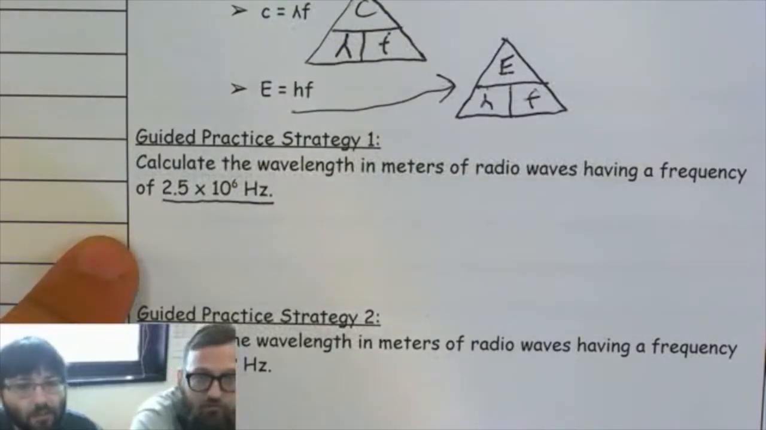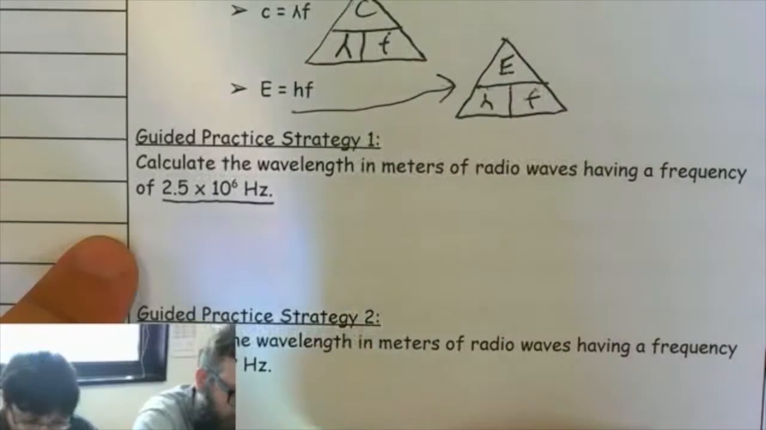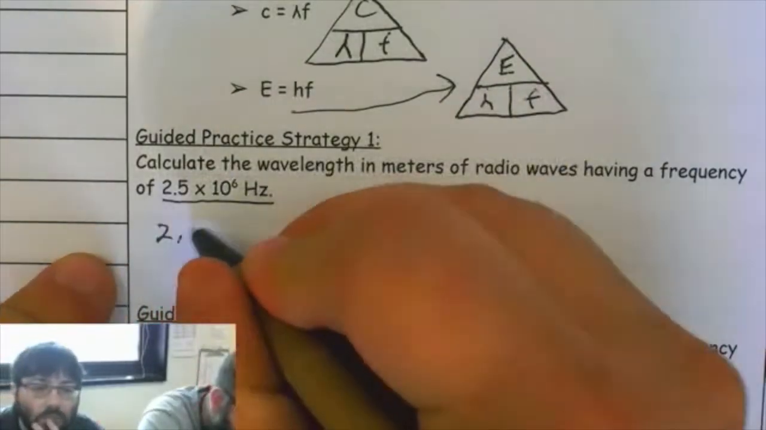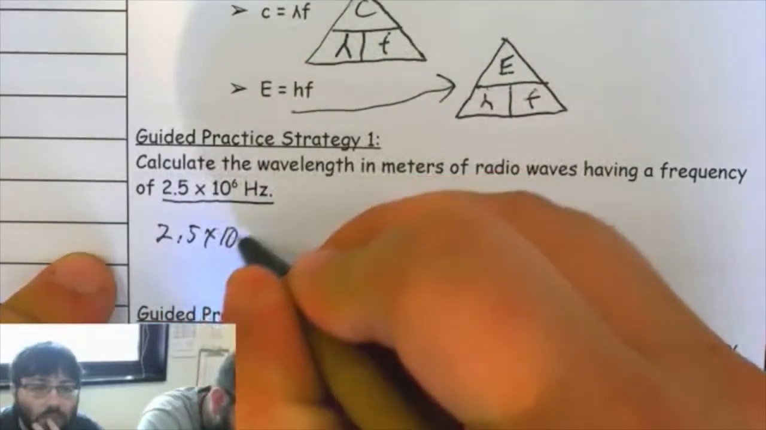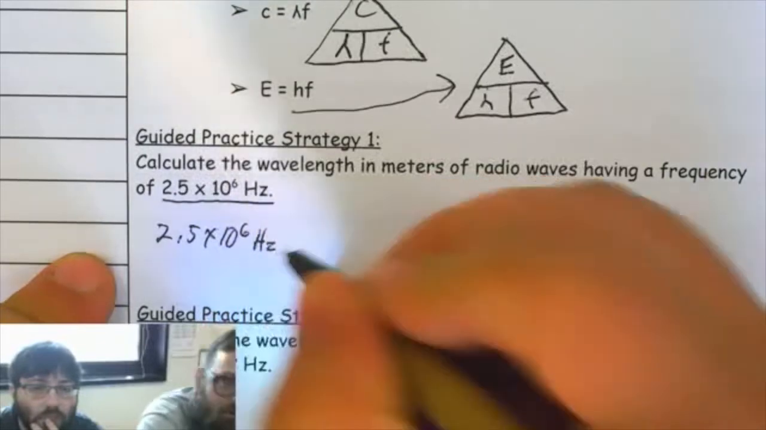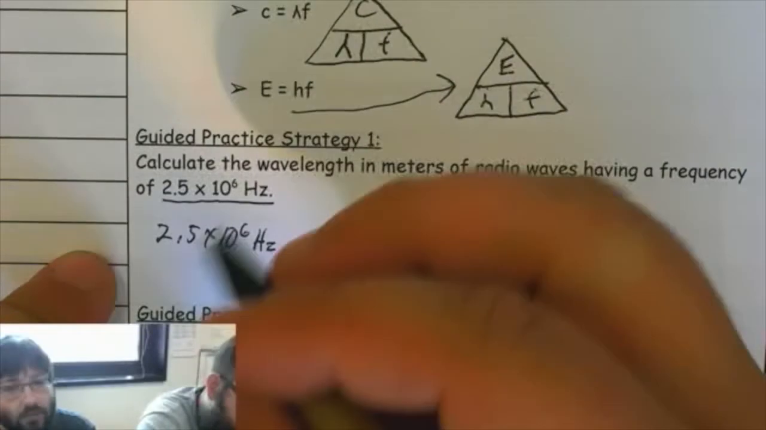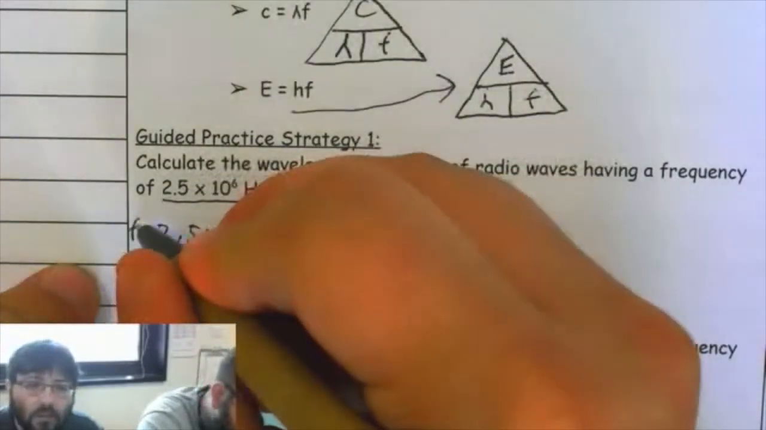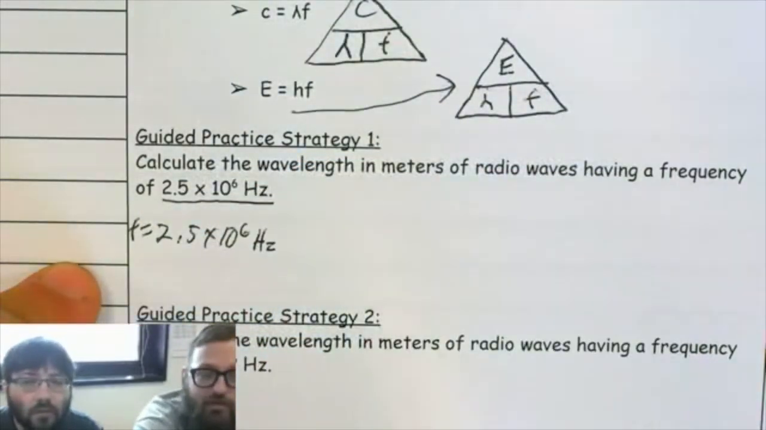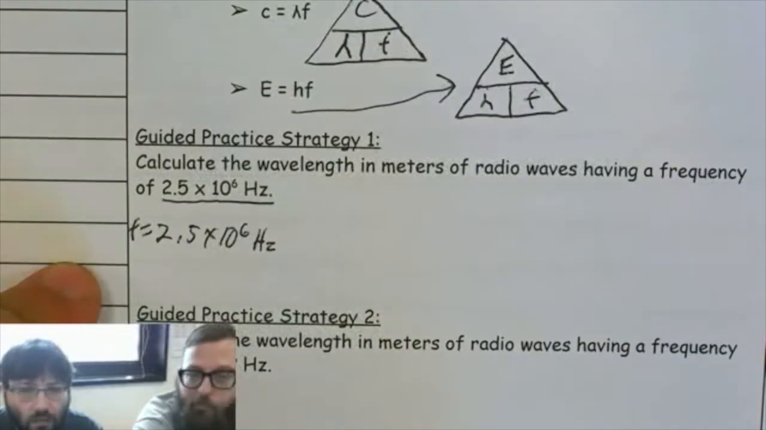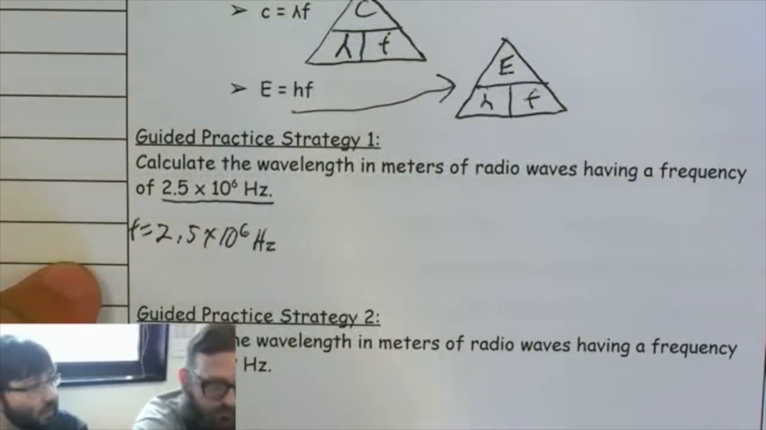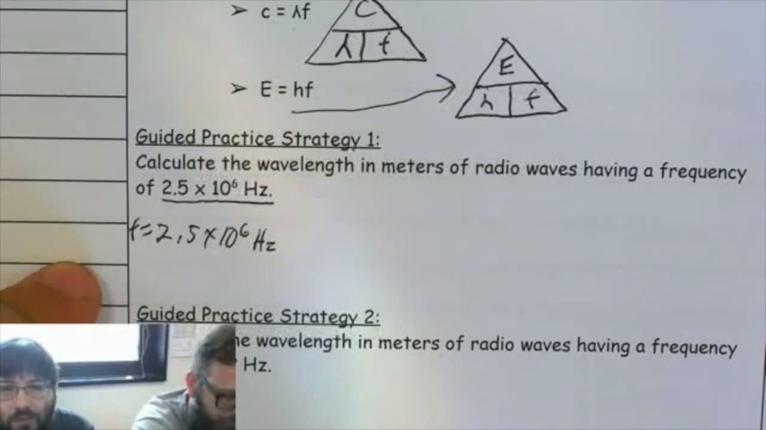Identify our given. Okay, so our given is 2.5 times 10 to the 6 hertz. And what did we say hertz was? That was frequency, right? So that's going to be our F in our equations. Our frequency is equal to that. And you said earlier that each one of these has a constant, so we're kind of given a free one, right? Yeah. What was the free one for wavelengths?